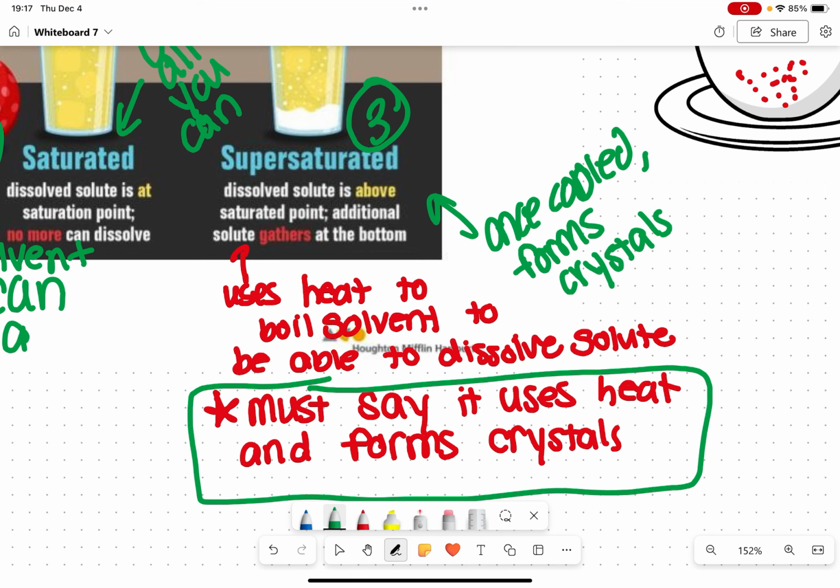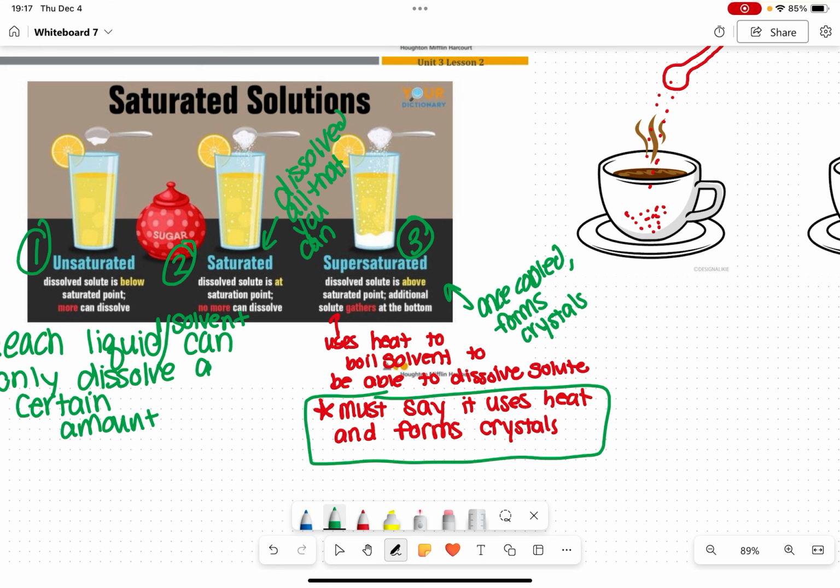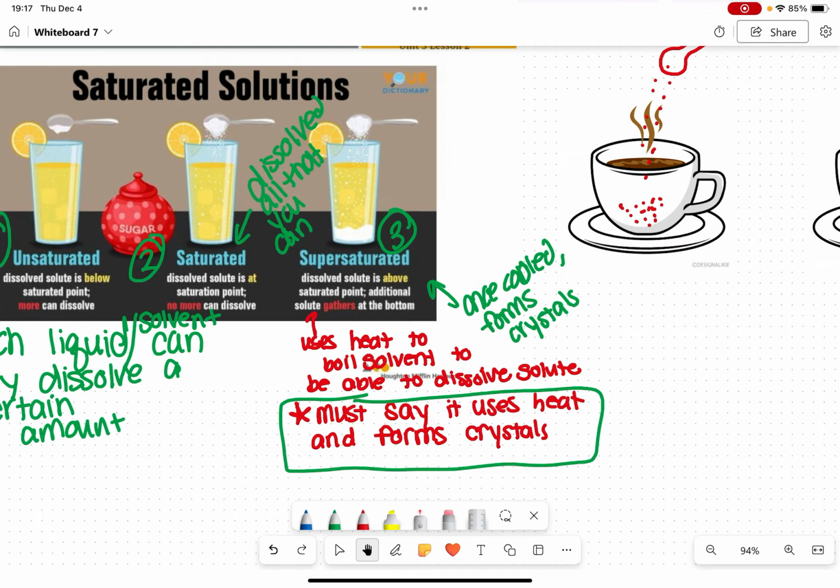Okay. So again, there are three levels. Unsaturated is like your weakest. You can still dissolve a lot more. Saturated is you've dissolved all that you can. If you dissolve any more, it sits at the bottom. And then supersaturated, you have to use heat to dissolve extra. And then once it cools, it'll form crystals.